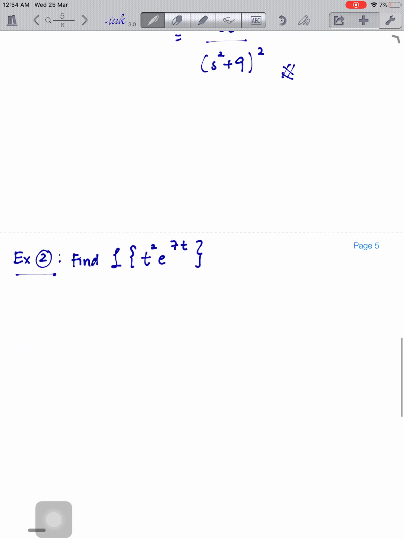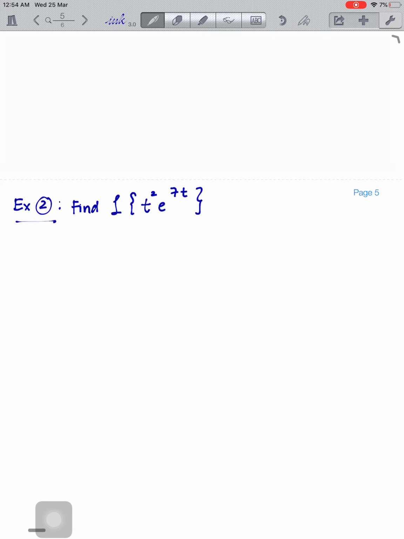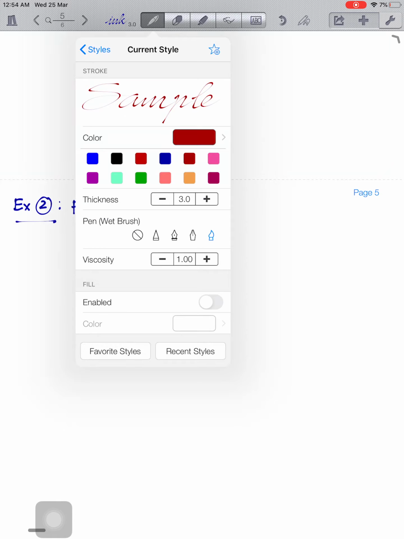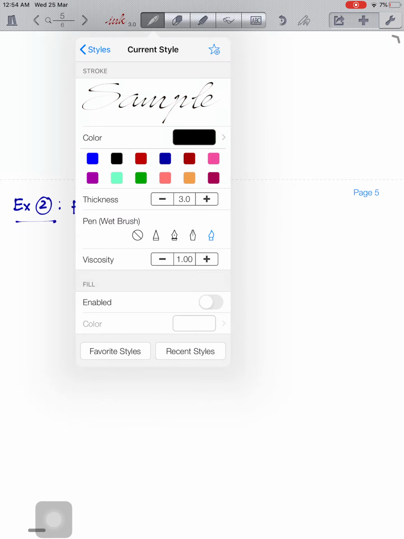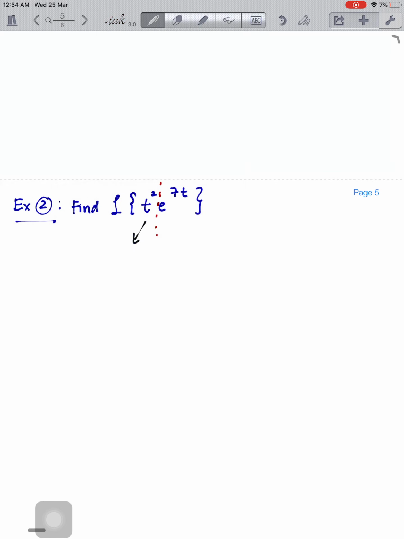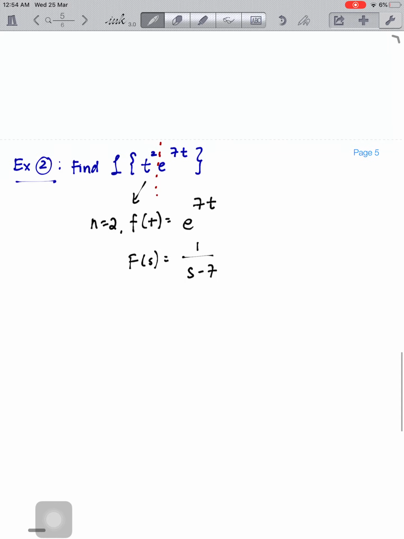So my second example, instead of t to the power of 1, I've changed that to t to the power of 2. The idea is still going to be pretty much the same. I only want to show you the notation. What happens if you have to differentiate more than once? Obviously for this one, my n value is going to equal 2. My function f of t is going to equal exponential of 7t. When I convert this to f of s by using the table, I'll have 1 over s minus 7.